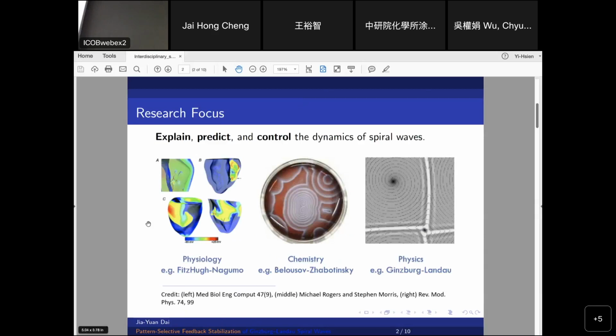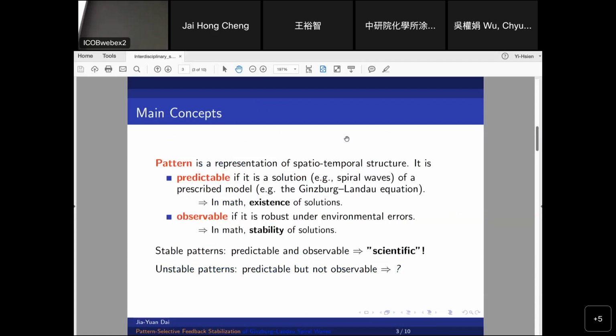Spiral wave appears in many phenomena like physiology, because spiral wave can appear on the propagation of electrical wave on heart tissue. And if your heart has some problem, then you see spiral formation here. Also, you can see spiral from the very famous glucose chemical reaction, and also in the Ginsburg-Landau theory of superconductivity, you also see spiral wave. So my research focus is to explain, predict, and also control the dynamic of spiral wave in mathematics. And today, before I reach my results, I want to explain some main concepts.